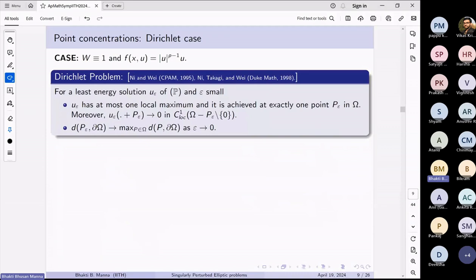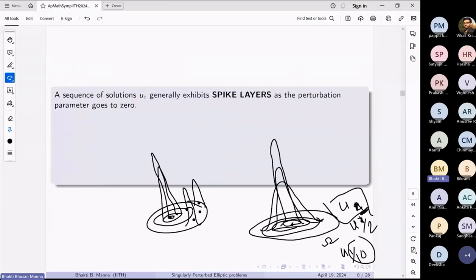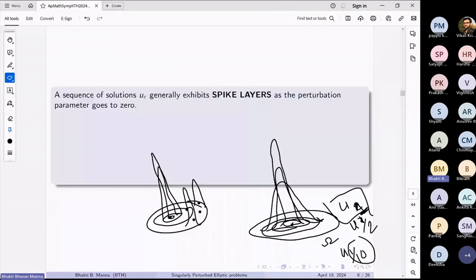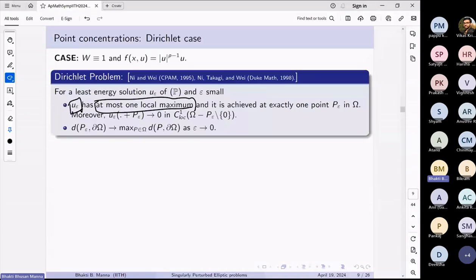So if we look at this result, what we see is that for the mountain pass solution u epsilon, because this is a least energy solution, it can have at most one local minimum. This is the first thing, where they have used the mountain pass theorem. As I said, we explained this theorem here. So in this paper, they used the mountain pass theorem to get the solution. And because it's a least energy solution, it makes the solution concentrate at a single point, exactly one point P epsilon in omega.